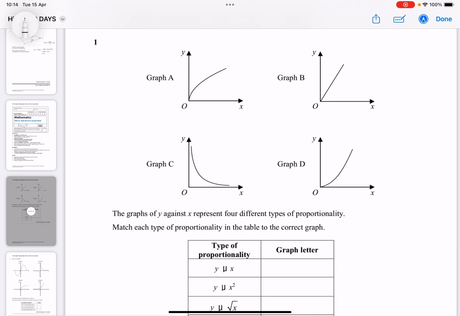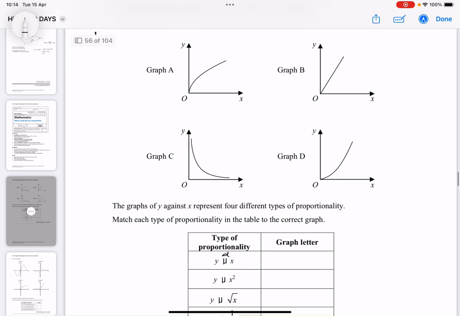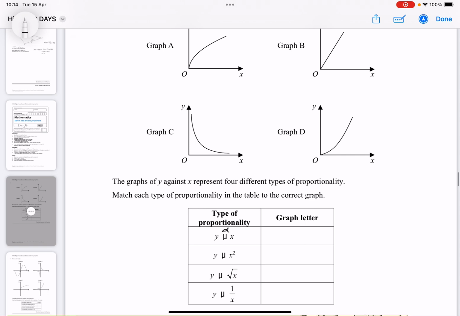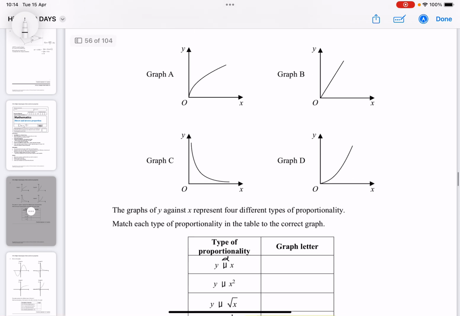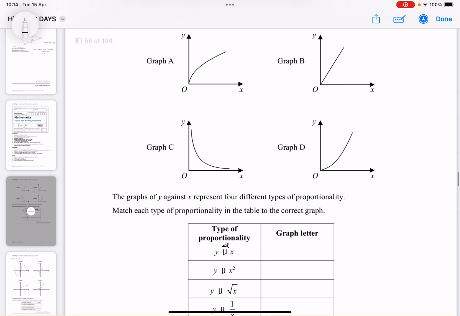The type of proportionality, that symbol there should be that fish symbol. Y is proportional to x is the straight line. As one goes up, the other goes up at the same rate. So the straight line, y equals x if you wanted, y equals kx. Y is proportional to x, so that's the straight line.